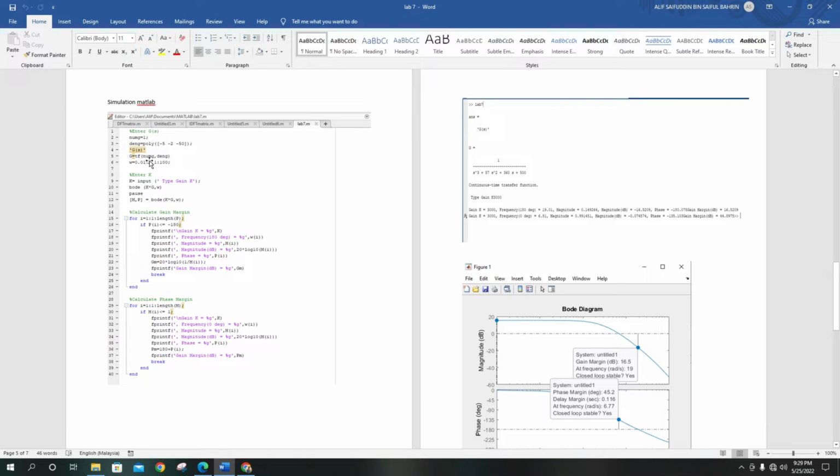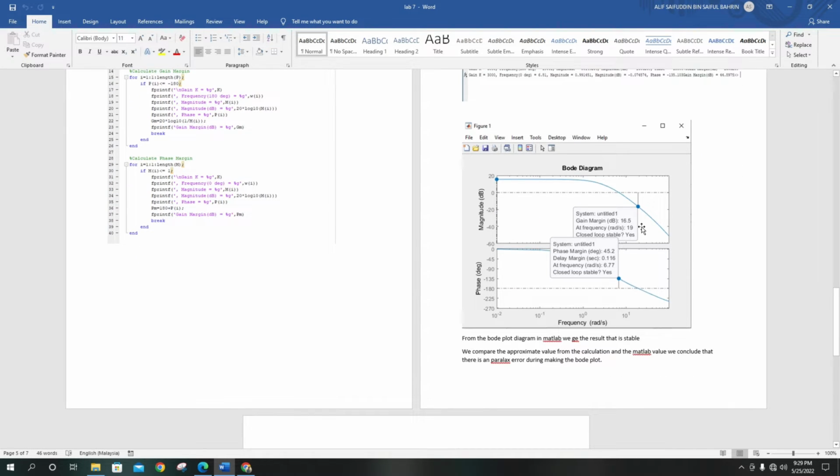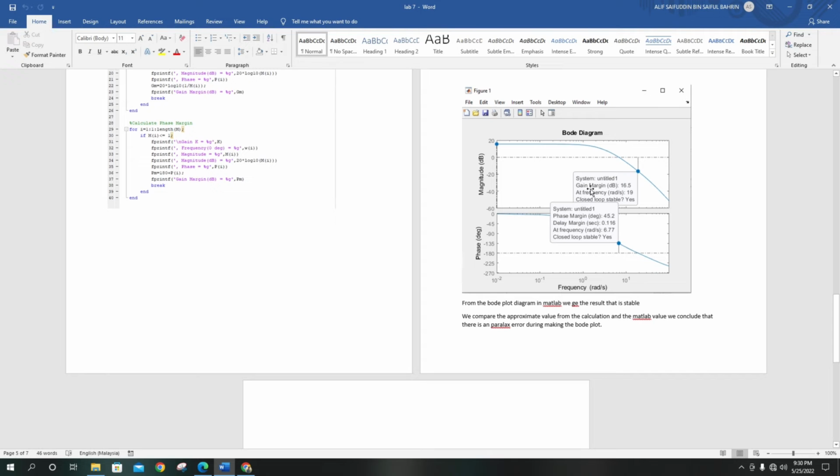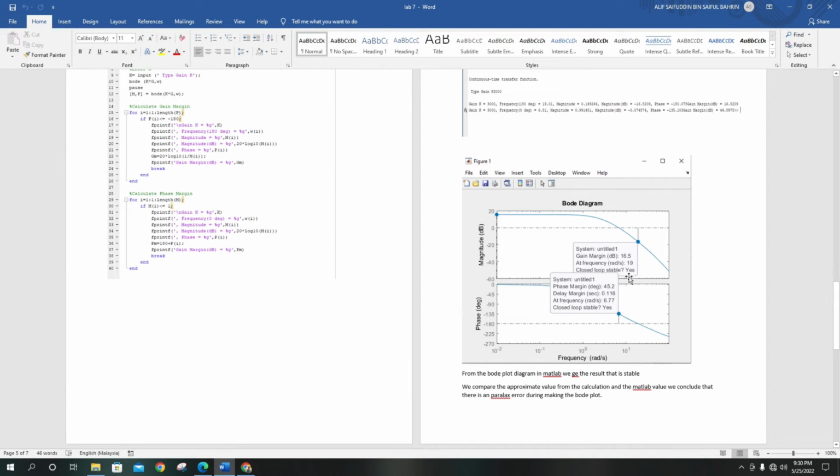After that we do the MATLAB session to get a Bode plot, and then we put the numerator and denominator as usual, and after running this code we put the K that we assume, which is 3000. After that we get the Bode diagram. For the magnitude plot we get a gain of 16.5, and for the phase plot we get 45.2 degrees. So this is a closed loop that we have searched.